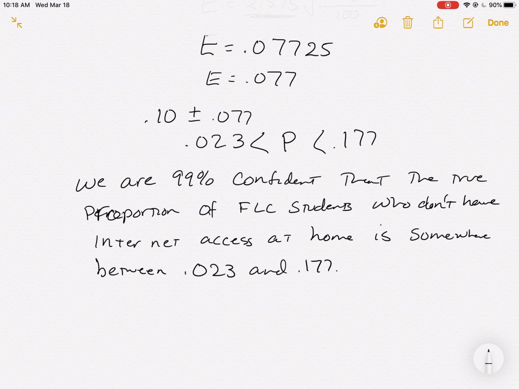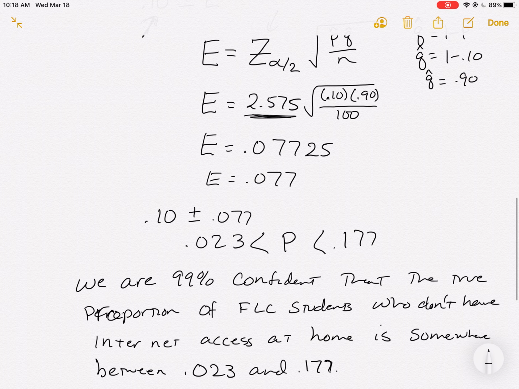But we don't know what the true percentage of students that don't have internet access are, but we do know that it's somewhere between, at least we're 99% confident, that it's somewhere between 17.7%, like it's no higher than that, and it's no lower than 2.3%. It's somewhere in that big window. That's the idea of what to do. So in the following videos, I'll tell you, hey, how did I get this 2.575 number?